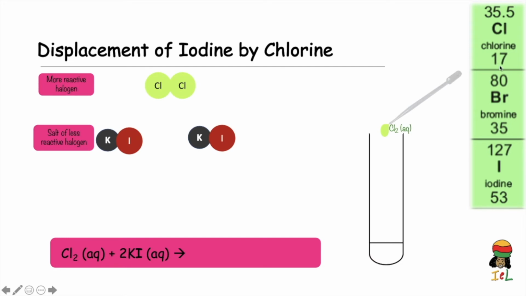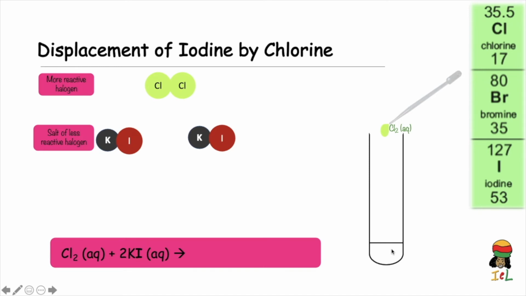Chlorine, being the most reactive of the 3 halogens that we're looking at, can also displace iodine. So the 2 reactants that we have are the more reactive halogen, chlorine, Cl2. We are using chlorine water, which is a very pale green solution. The less reactive halogen, iodine: we're using a colorless solution of its salt, potassium iodide, KI. Therefore, for the chemical equation, we start with the reactants: 1 molecule of Cl2 reacting with 2 molecules of potassium iodide, KI.